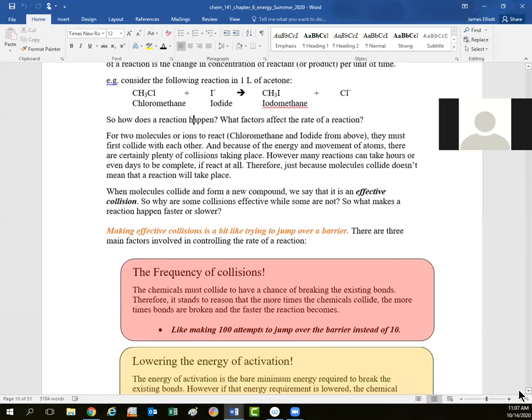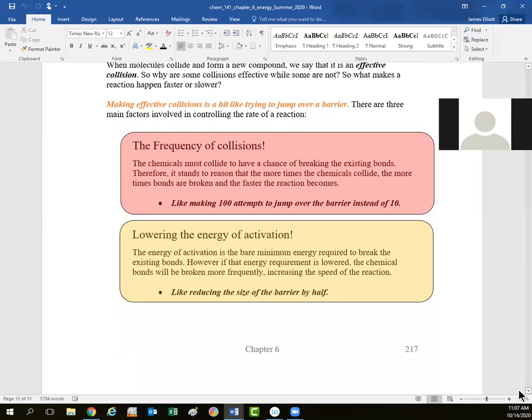Now, when we think about factors which affect how fast or slow a reaction is, there are 3 basic principles which we can look at in different ways. First one is just the sheer number of collisions, or what we call the frequency of collisions.